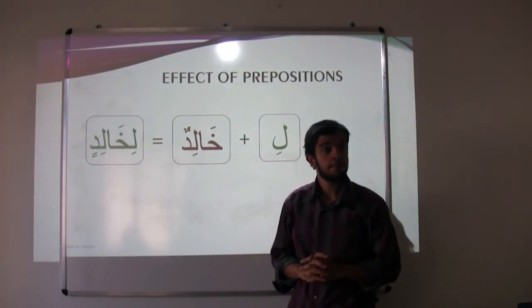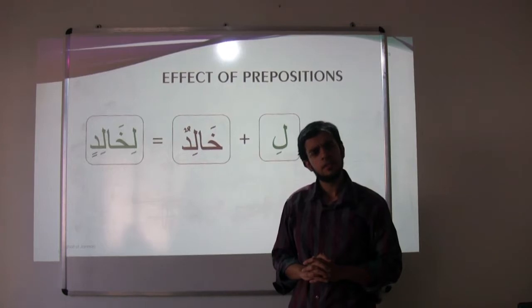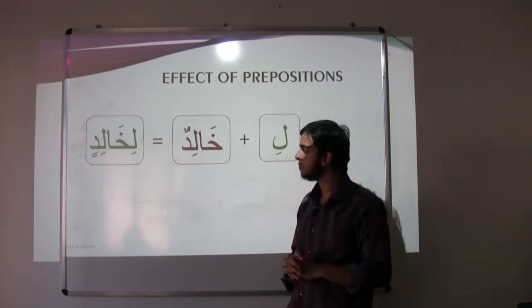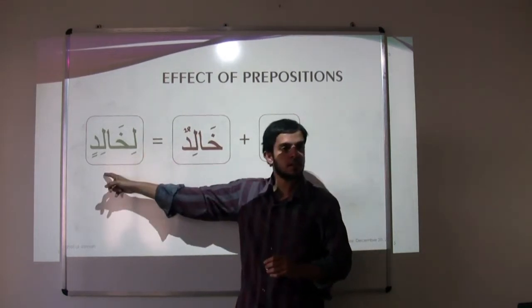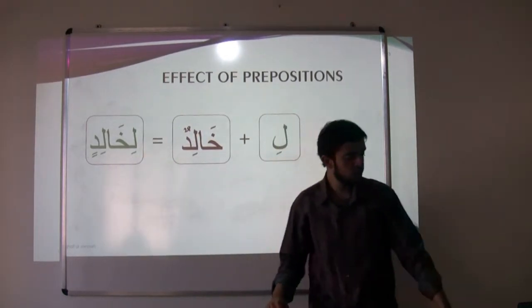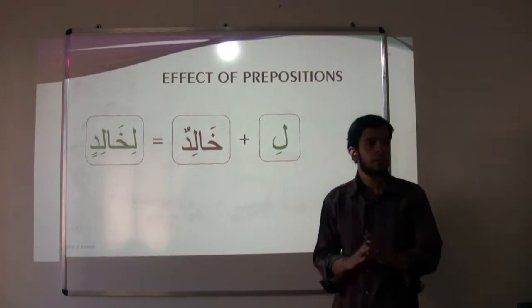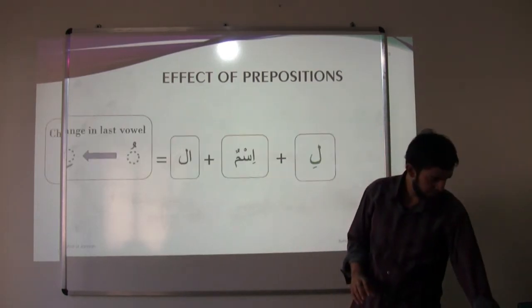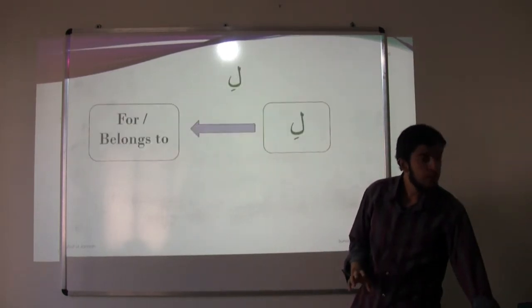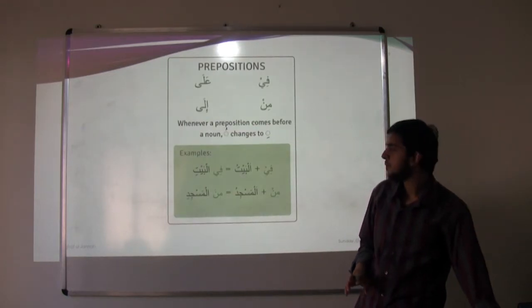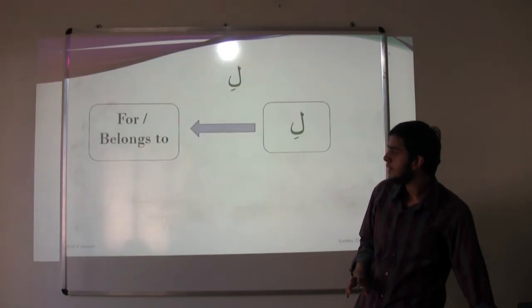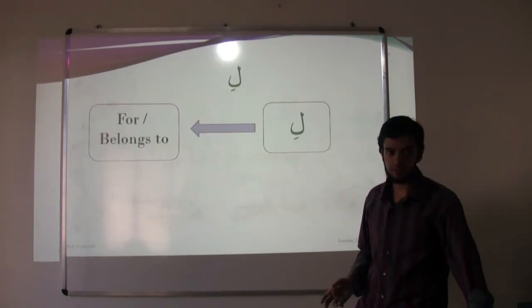But Khalidin should be Khalidi, right? Why? Because of the preposition? No. Double dhamma becomes double kasra. That's what we learnt when it comes to proper nouns. For example, the Khalidun, that's fine. But here the preposition is getting attached.